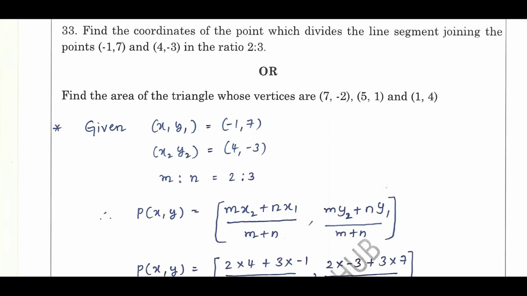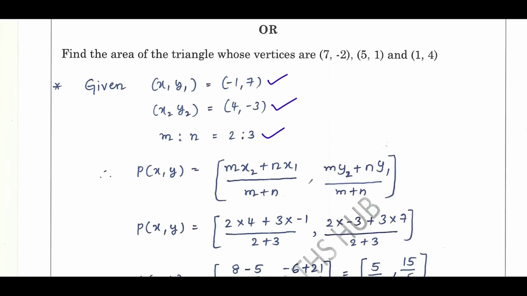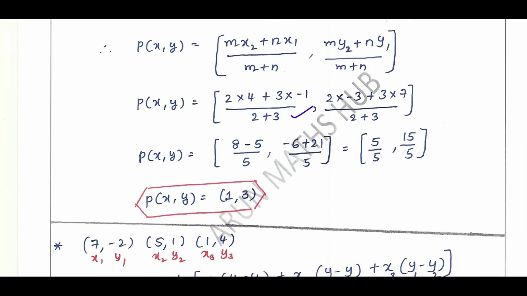Question number 33. Find the coordinates of the point which divides the line segment joining minus 1, 7 and 4, minus 3 in the ratio 2:3. Take x1, y1 as minus 1, 7, x2, y2 as 4, minus 3 and m is to n as what? 2:3. The section formula P of x, y equals mx2 plus nx1 by m plus n, my2 plus ny1 divided by m plus n. Substituting the values, we get the coordinate P of x, y equals 1, 3.